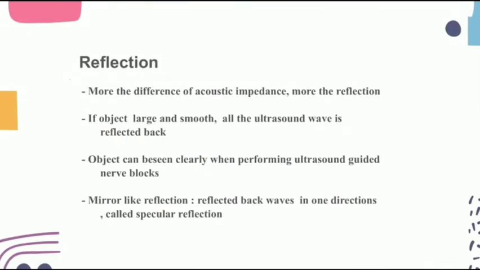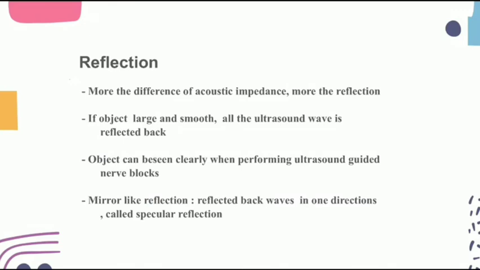And lastly, the reflection. Irregular surface objects such as nerves scatter the ultrasound waves in all directions. The greater the difference in acoustic impedance, the greater the reflection, because the amount reflected back depends on the difference of the acoustic impedance between the two substances. As the ultrasound wave crosses from one tissue to the next, each with a different acoustic impedance, some of the wave is reflected back at each crossing.